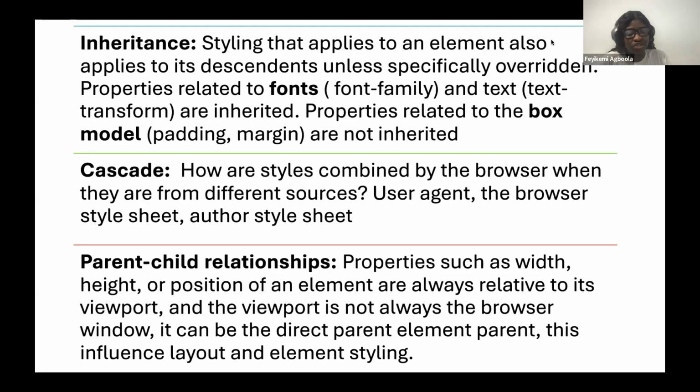Going forward, we have parent to child relationships. Properties such as width, height or position of an element are always relative to its viewport, and the viewport is not always the browser's window. The viewport can be the direct parent element. I think sometimes we misplace this, where we have a paragraph inside a div or a paragraph inside sections. So we have to know the current element's direct parent, and this influences layout and element styling.